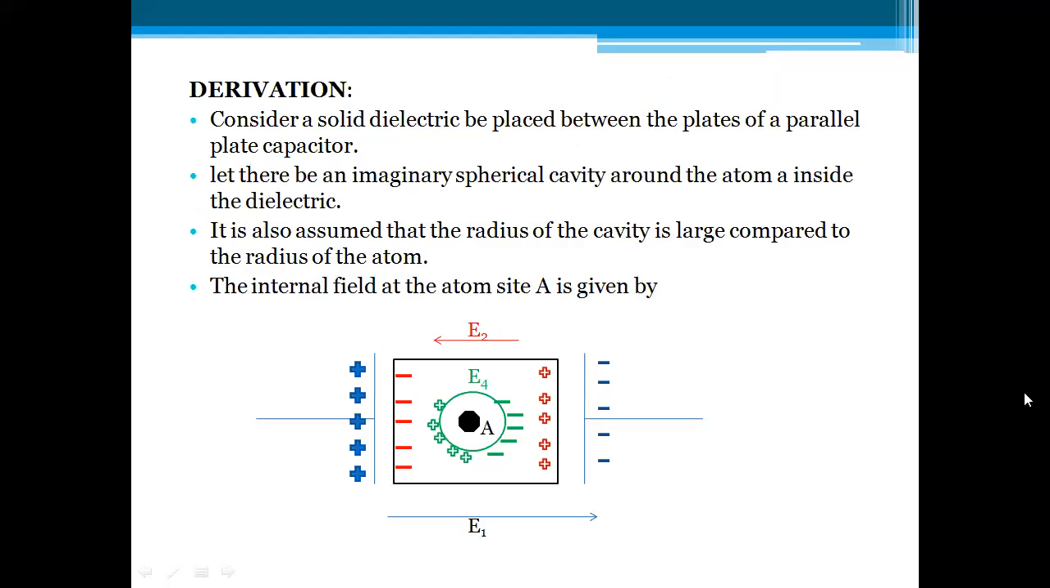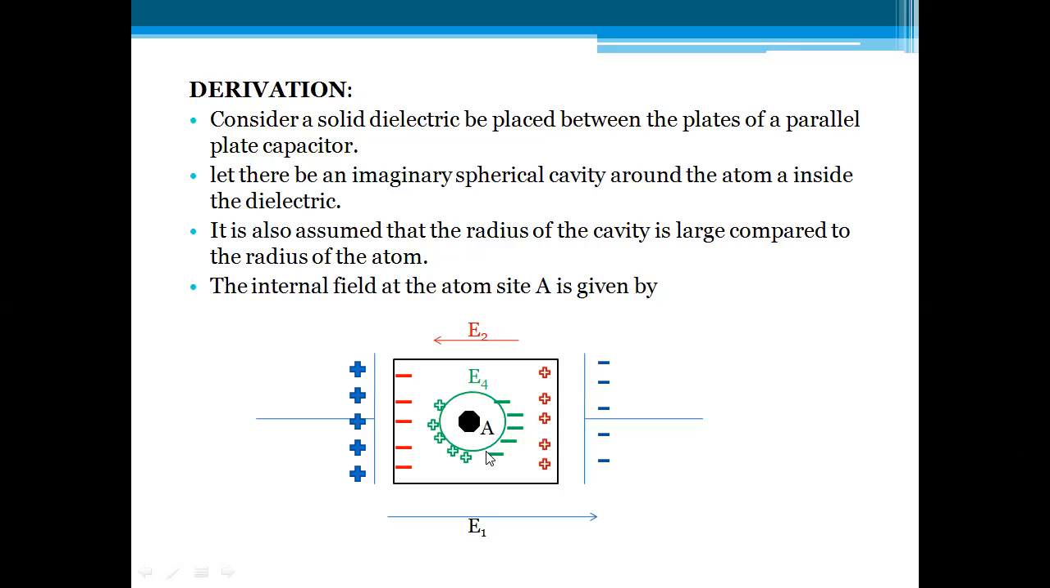To derive the Lorentz field, let us consider a solid dielectric material placed between two parallel plate capacitors. Let there be an imaginary spherical cavity around an atom A inside the dielectric. Let us assume that the radius of the cavity is large compared to the radius of the atom, and the internal field at the atom site is given by four different fields.